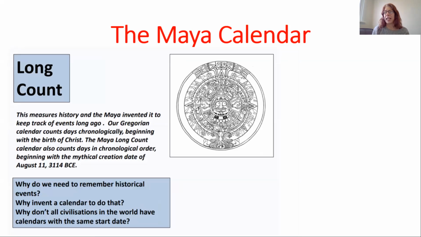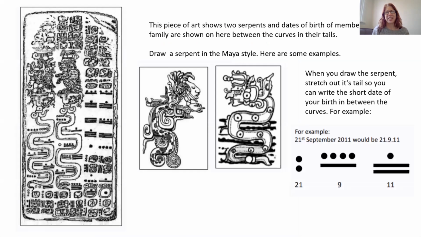And then we have a final calendar here that we're looking at. Okay, but your task for today is a little bit of artwork, maths, calendar work, all rolled in together. Now, the Maya believed that serpents were a very, very important symbol. And there's a couple of examples here that you can see of different serpents.